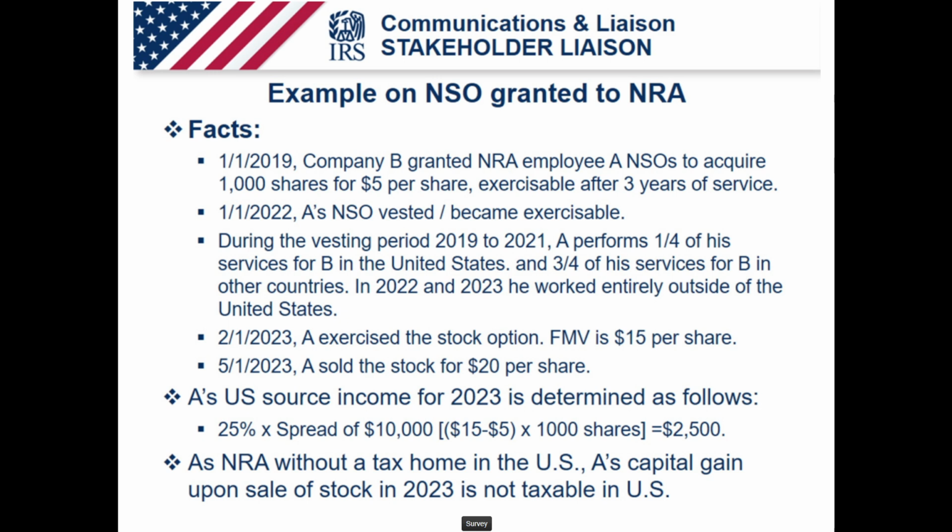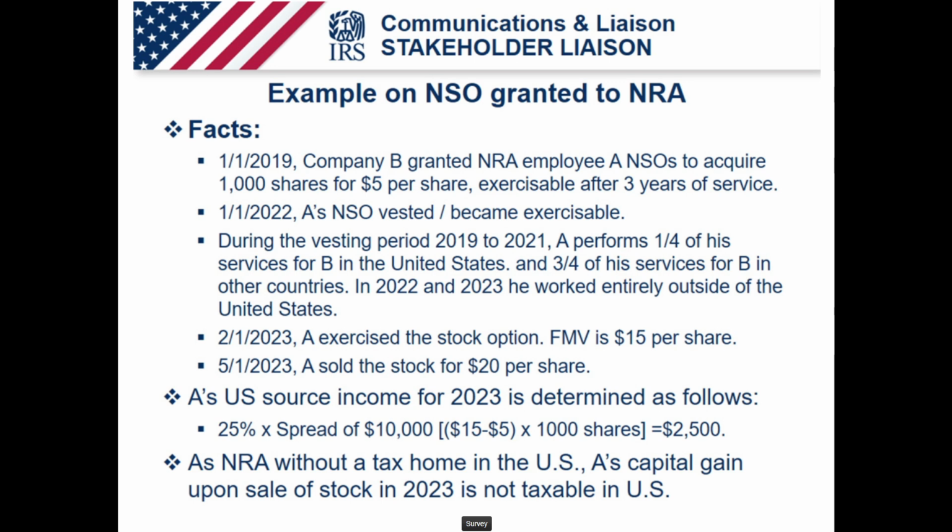Therefore, of the total spread of $10,000, which is the $10 per share spread multiplied by the 1,000 shares exercised, only $2,500 is taxable, as only 25% of the $10,000 spread is considered U.S. sourced based upon the services performed by non-resident alien A during the vesting period. The $2,500 of compensation is considered effectively connected income and taxed at graduated rates.